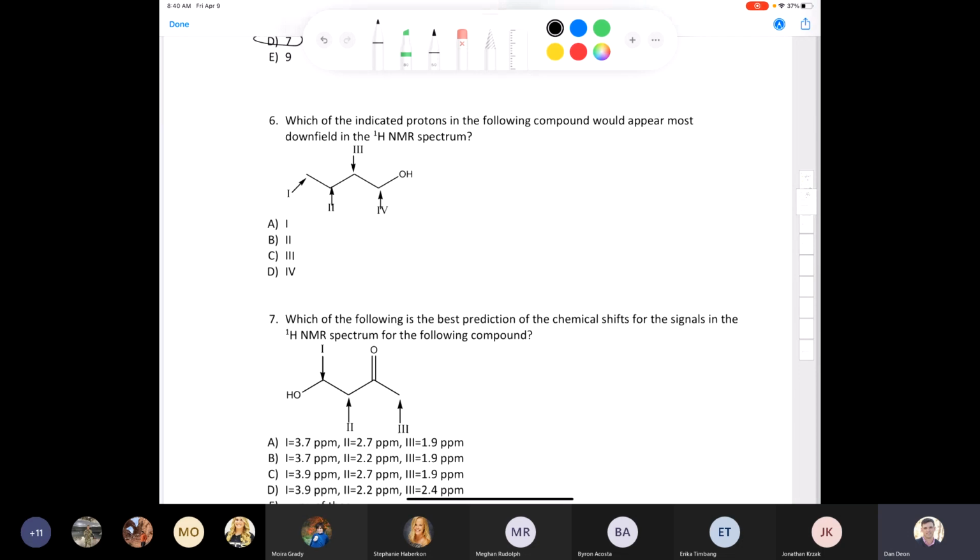Number 6 says, which of the indicated protons in the following compound would appear most downfield? Remember, if the proton is appearing more downfield, that means it's the most deshielded of all of the protons. This is not a trick question. Who could tell me which one would be the most deshielded? The one that would give you the highest chemical shift? Yeah, good. Okay, the answer is number 4. Absolutely. It's going to be this one here.